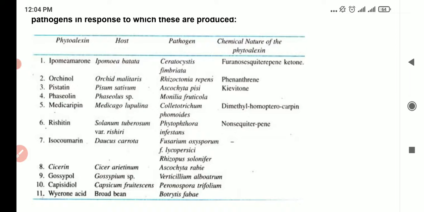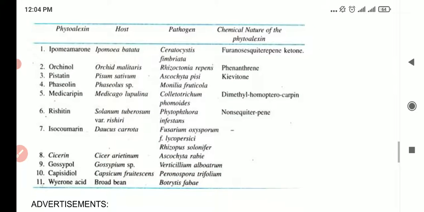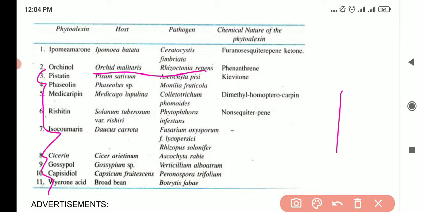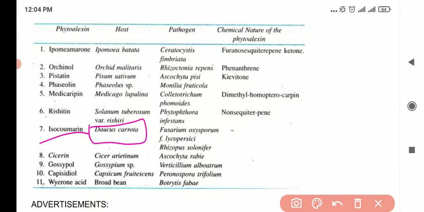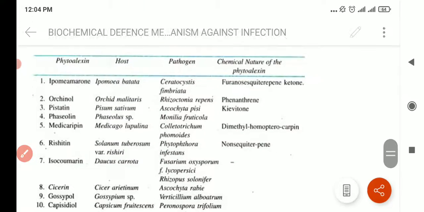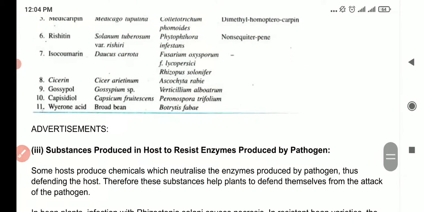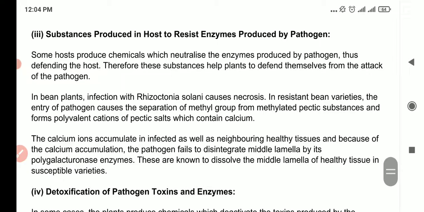Like here, this is an antibiotic. In fact, these are all antibiotics, what you take as medicine when you drink it. So for example, this antibiotic, isocoumarin, in this plant, Daucus carota, a carrot. This antibiotic, isocoumarin, is secreted in a carrot, and it will protect against this Fusarium oxysporum. It will protect against this fungus. So you just give maybe a few examples, 3 or 4. You don't have to remember the whole table, it's not necessary.